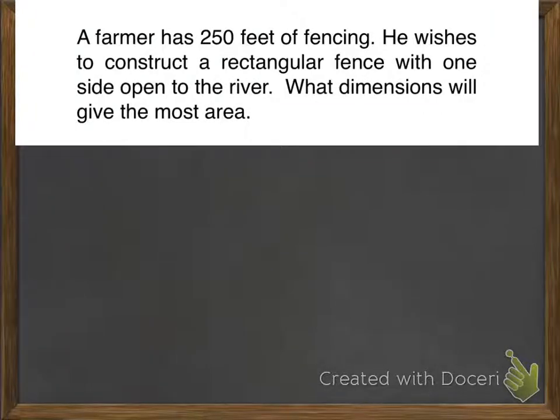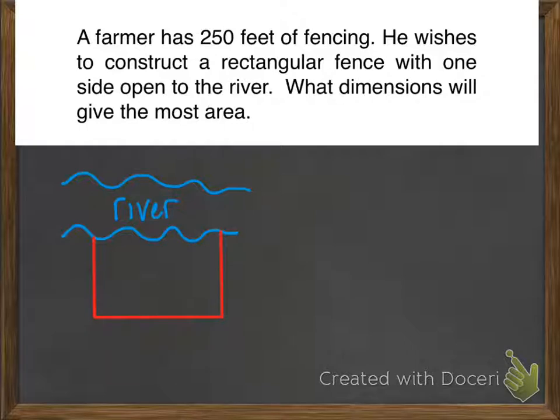Okay, in this problem here we're asked to get the most area. We're told a farmer has 250 feet of fencing and he wishes to construct a rectangular fence with one side open to the river. What dimensions will give the most area? Well, we can begin by drawing a picture. So there's our river and there's our fence, and one side again is open to the river.